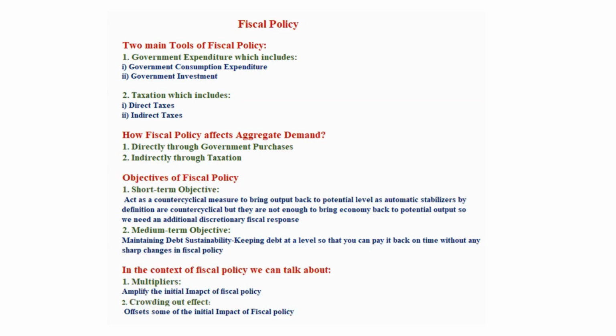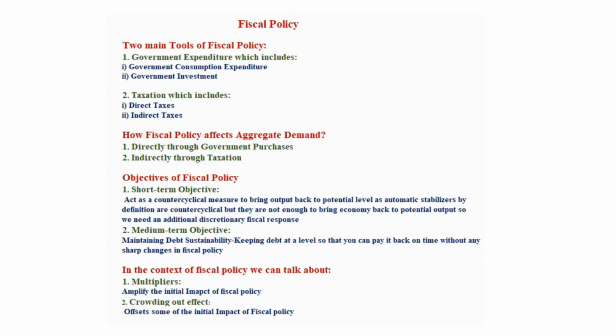Now the short-term objective is that the tax is a counter-cyclical measure to bring output back to potential level. Whereby counter-cyclical, we mean that it moves opposite to the business cycle because the idea is that automatic stabilizers, by definition, are counter-cyclical, but they're not enough to bring the economy back to potential output, so we need an additional discretionary fiscal response.